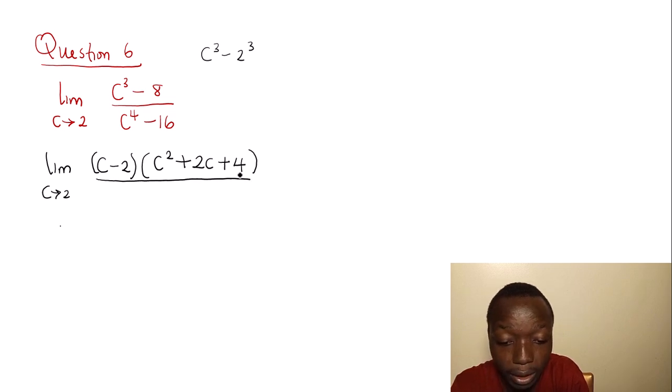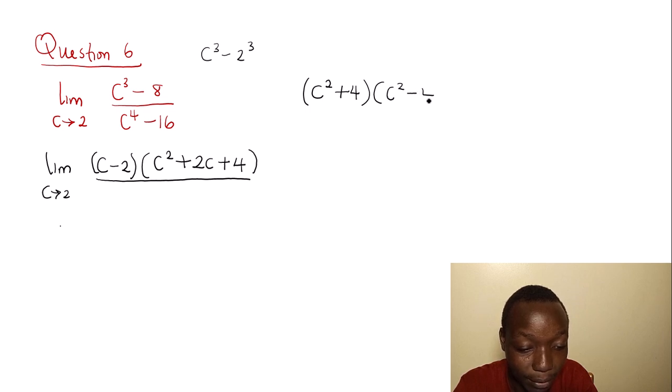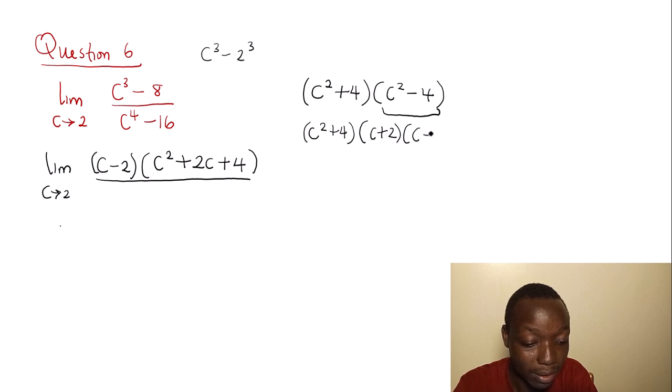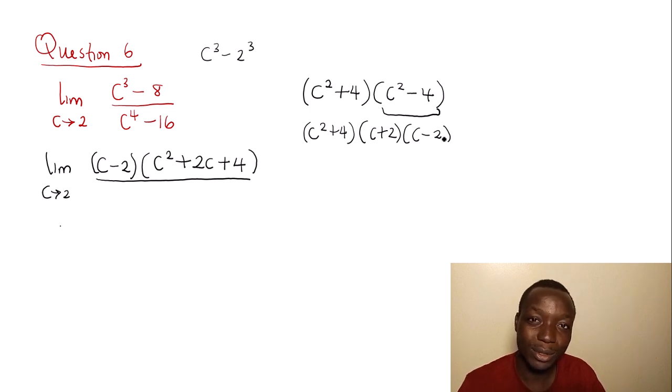Over. Now, c raised to power 4 minus 16 can be written as a double difference of 2 squares. So you're going to have (c squared + 4)(c squared - 4). So this is what you're going to have. You can break this further down because that's a difference of 2 squares. So you're going to have (c squared + 4), then (c + 2)(c - 2). So if you factorize c squared minus 4, you're going to have (c + 2)(c - 2).